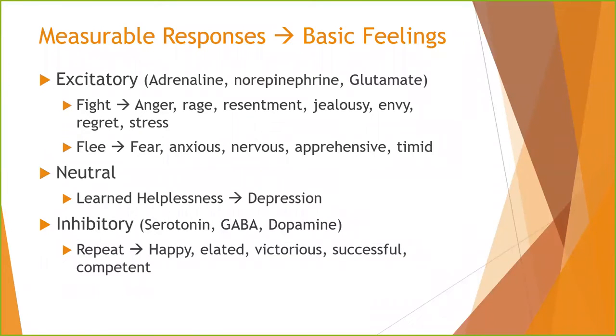So, a measurable response to the basic feelings cheat sheet. Excitatory: you have adrenaline, norepinephrine, and glutamate. These are the ones that give you your get up and go. Fight: anger, rage, resentment, jealousy, envy, regret, and stress. Now, the first couple you have, and you're like, sure.